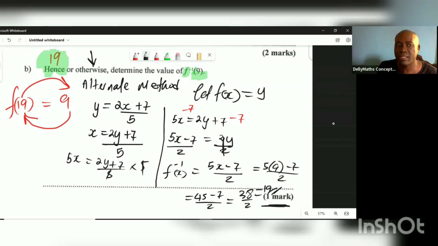But you wouldn't want to do all of that for 1 mark, because this question was set up so that we understand that if I plug f of 19 in a function and it gives me 9, then the inverse of the 9 will go back to that 19. So that is why I suggested that the answer is 19. You pick up that 1 mark. You wouldn't want to do all of this just to get back the 1 mark. But if this is what you understand from it, then no problem. All right.